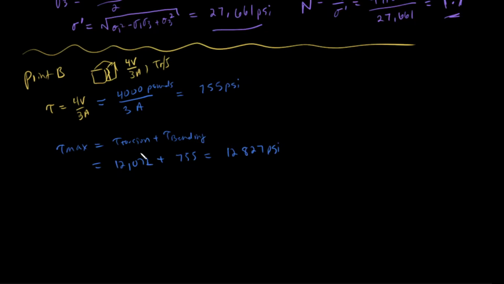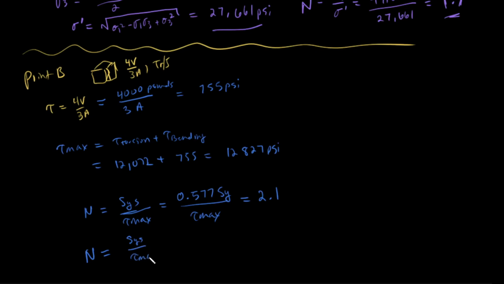So if we use our theories, if we use the distortion energy theory, we say that the safety factor is SYS over tau max. That's the yield in shear, so we said that that's 0.577 times our yield stress over tau max. If we plug those values in for the distortion energy theory, we get that the safety factor is 2.1. If instead we use the max shear stress theory, we say that the safety factor is SYS over tau max, and remember that the max shear stress theory says that failure occurs at 0.5 times the yield stress over tau max. Using that theory, we get a safety factor of 1.8. And again, you can see that in both cases, the max shear theory is more conservative.